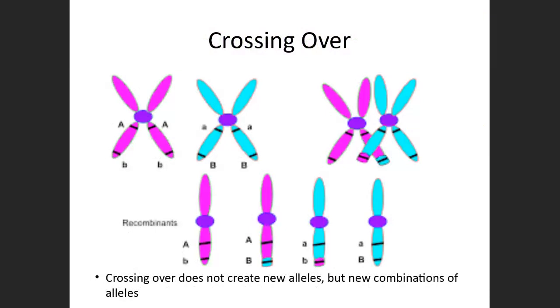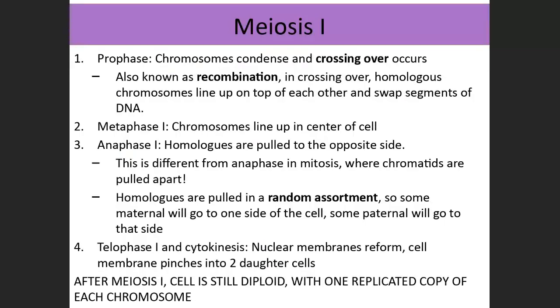And this is the picture we looked at. So your cell, when it goes through meiosis 1, I've just gone backwards a few slides. You've seen this slide already. It had prophase, metaphase, anaphase, telophase.